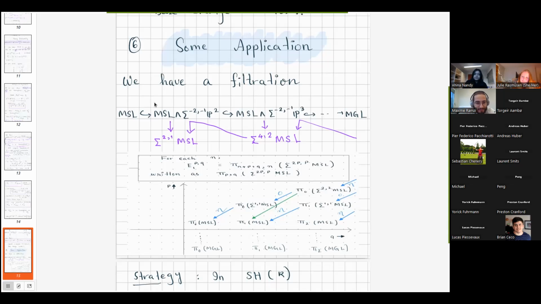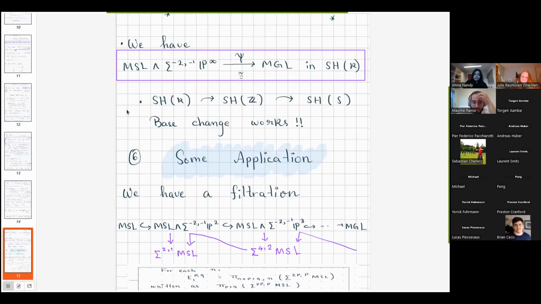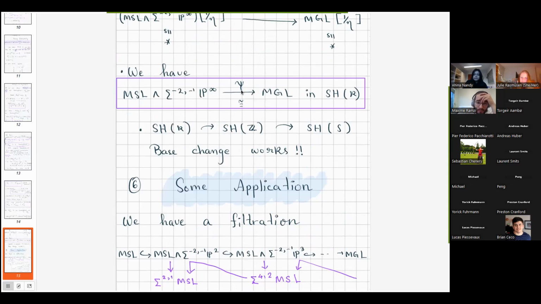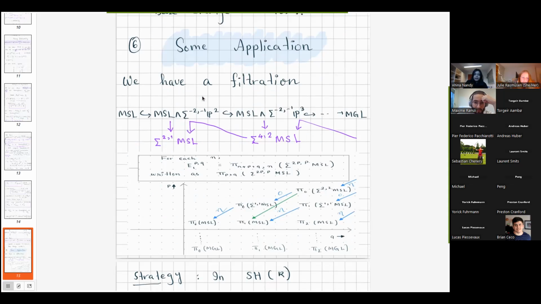Okay, so we have this, and now it's time to have some fun. We have that this is an isomorphism, and we can use the standard skeletal filtration of P infinity. And that is this filtration, and the things in purple are just the cofibers at each stage.